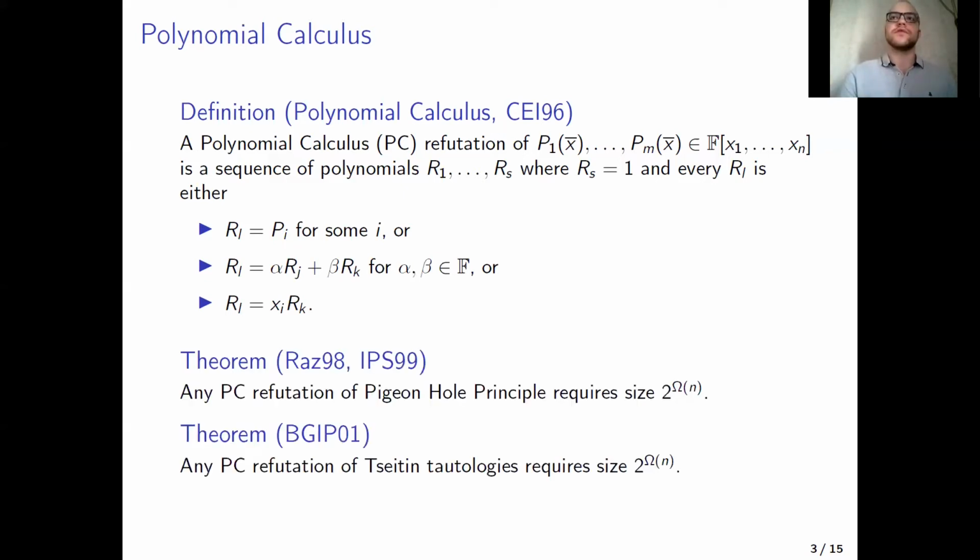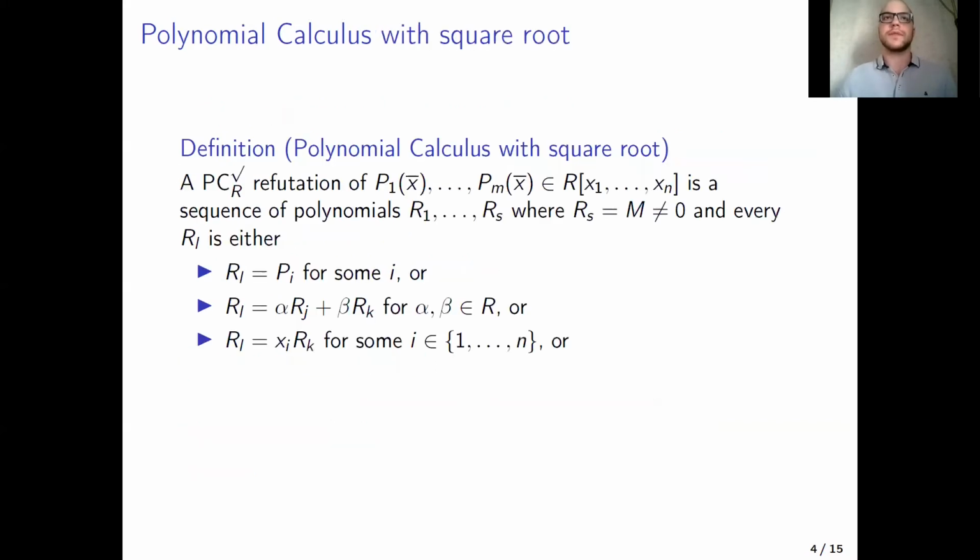This proof system is also very well studied. Lower bounds for this proof system have been known for probably two decades, and it's also interesting to consider extensions of these proof systems. The first extension that we will consider in our work is polynomial calculus with square root. The first three derivation rules of this proof system are similar to the original polynomial calculus proof system.